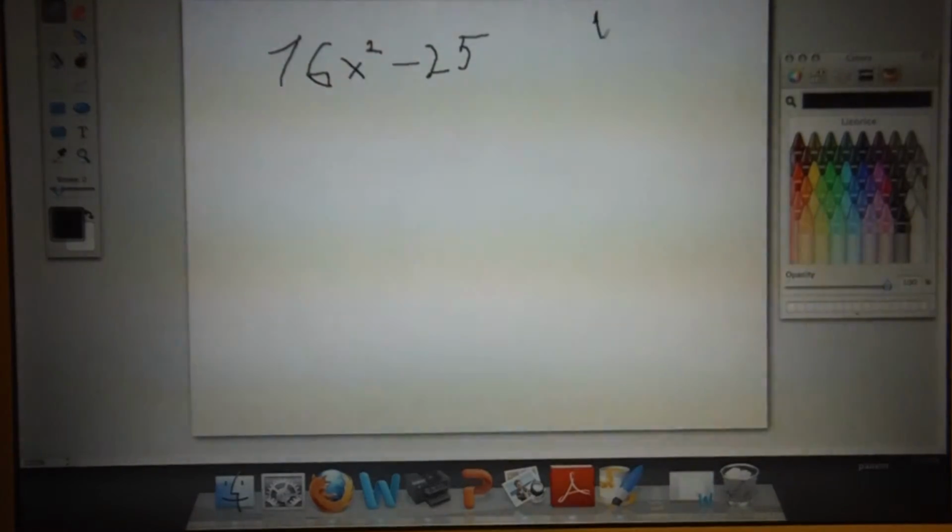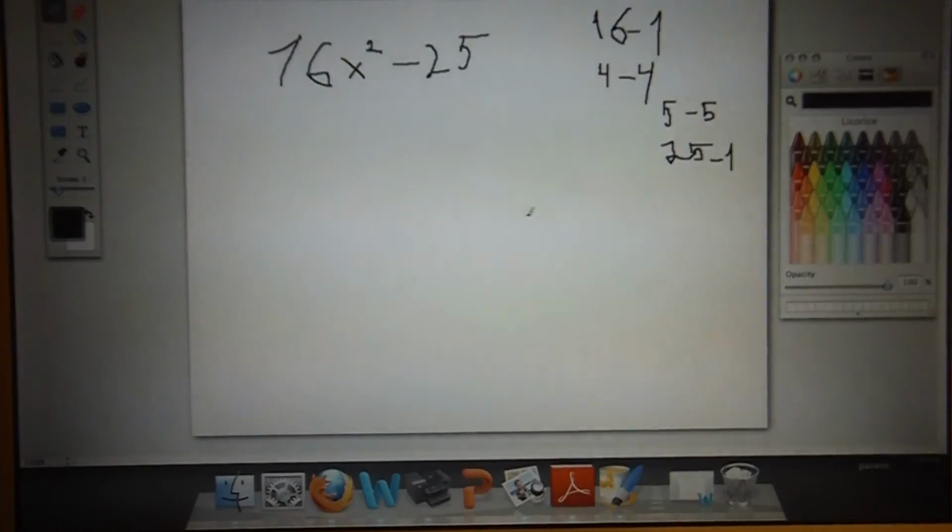So what multiples does 16 have? It's 16 and 1, and 4 times 4, and 5 times 5 is 25, times 1. So these are the multiples for the 16, and these are for the 25. So let's just substitute these in.